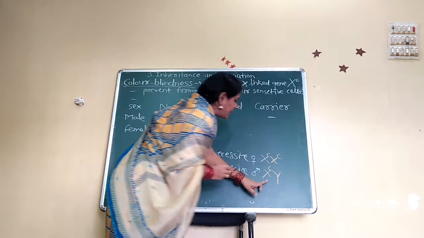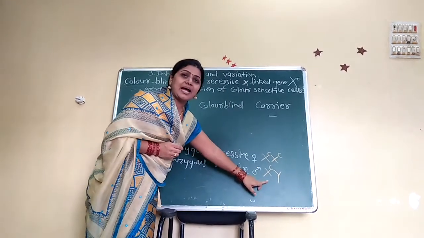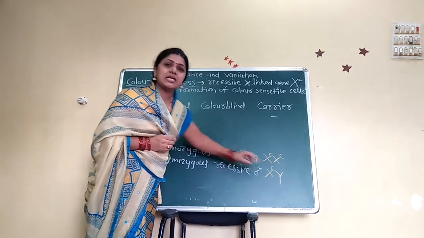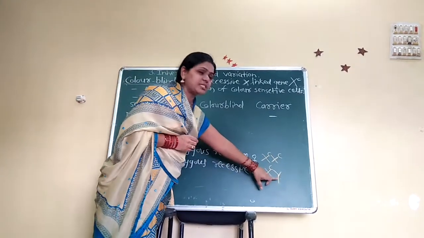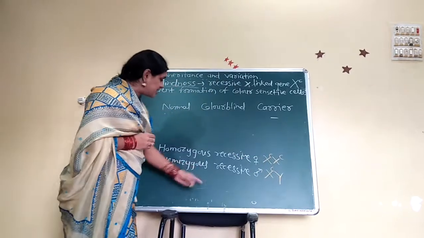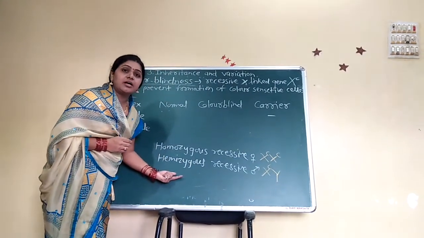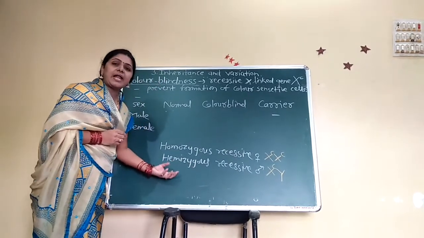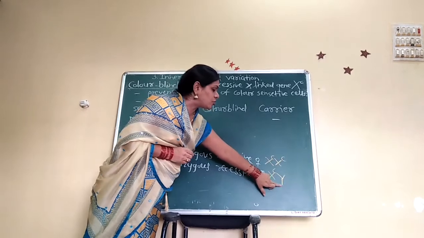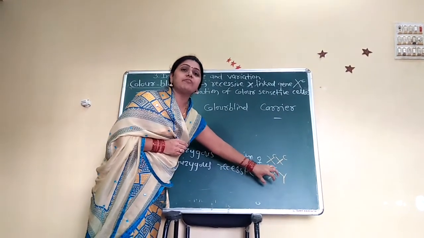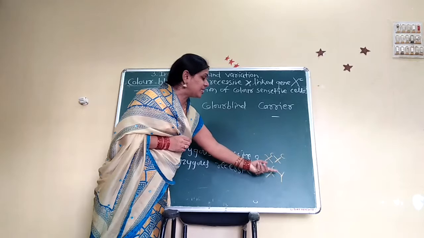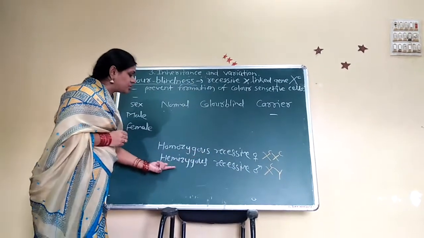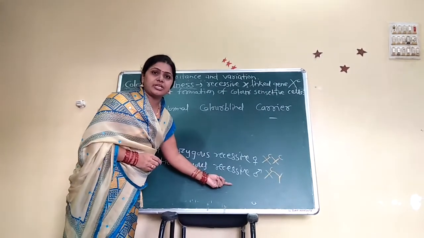There is only one X chromosome present, and on that chromosome there is the recessive gene for color blindness, that is the small c, and there is no corresponding allele present on the Y chromosome. That's why this condition is called the hemizygous recessive condition. What is the hemizygous recessive condition? Because the male has only one X chromosome and only one gene, and not another gene copy present on another chromosome. That's why it is the hemizygous recessive condition.